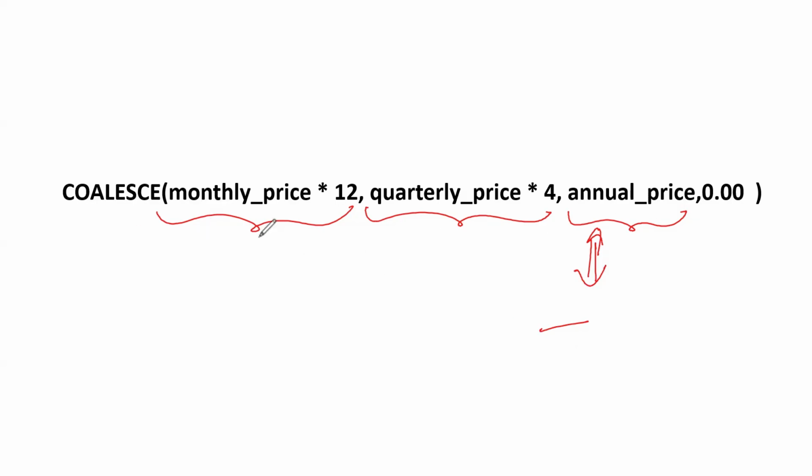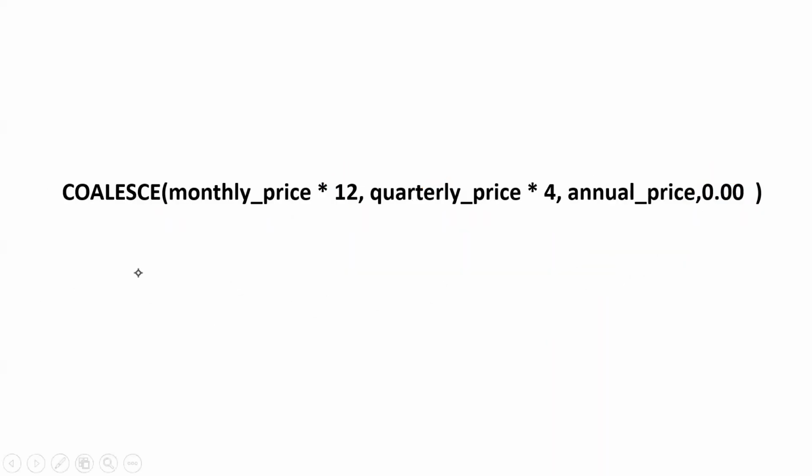Okay. Now let's say all of these three expressions are null. So I want it to return 0 as the total cost. So here you can give the default value for your column. It's a very easy one, but you should definitely know the use of the Coalesce function.